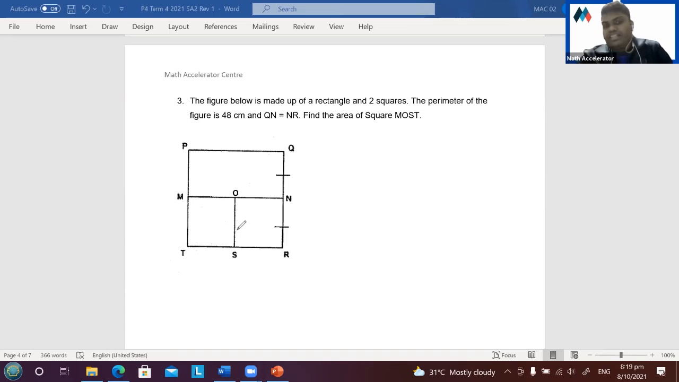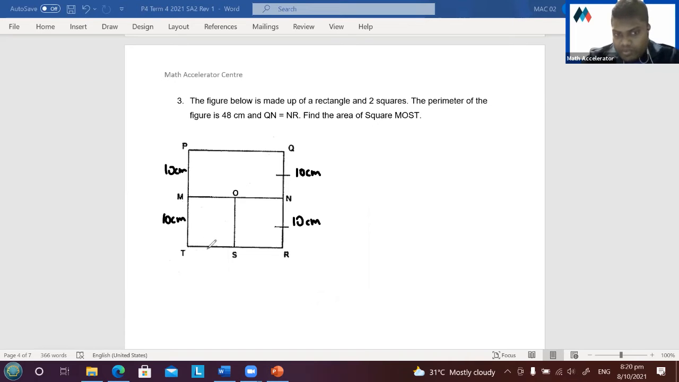Right, so when you look at this figure here, this is a rectangle and this is a square. Now, you know that in a square all sides are the same, right? So what happens if this side of the square is the same as this side here? Let's call this 10 cm for example. This is 10 cm, this is also 10 cm, which means this is also 10 cm.